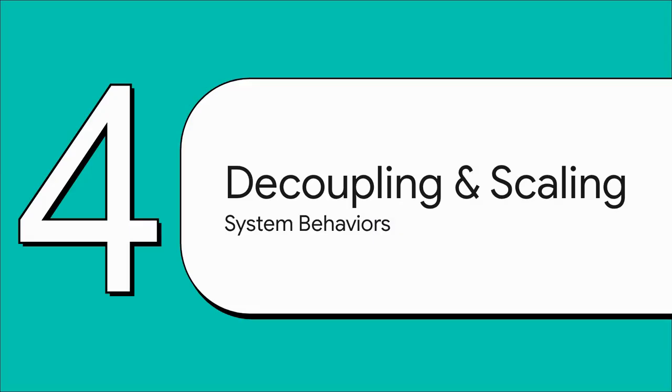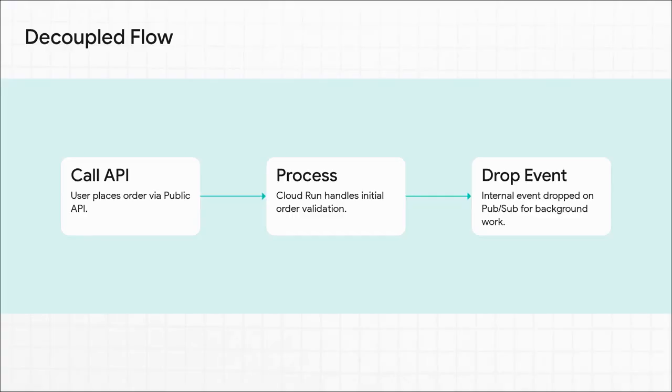All right, let's look at part 4, decoupling and scaling behaviors. So how do these 2 distinct worlds actually connect in practice? Let's follow a single data packet's hero's journey through a fully decoupled system. Step 1, a user calls your public API. Let's say they're checking out, placing an e-commerce order. Step 2, Cloud Run receives this request via the API Gateway, immediately processes the initial order validation, and authenticates the user. But instead of doing all the heavy lifting, like database writing and firing off confirmation emails right then and there, we move to step 3.